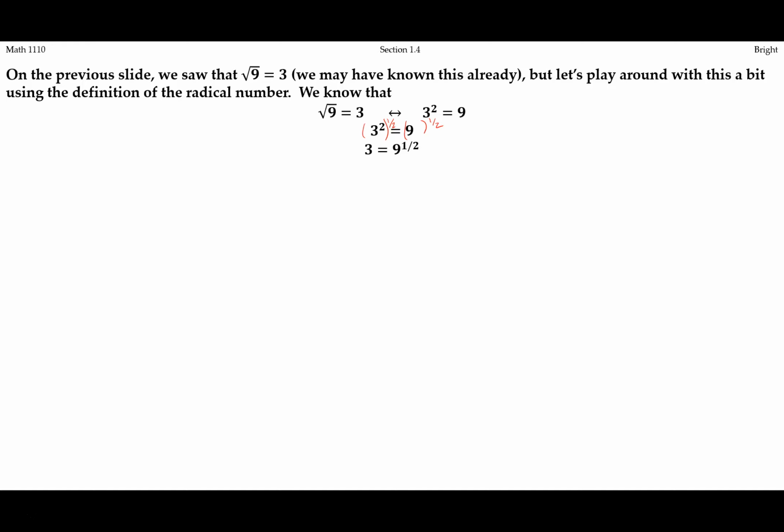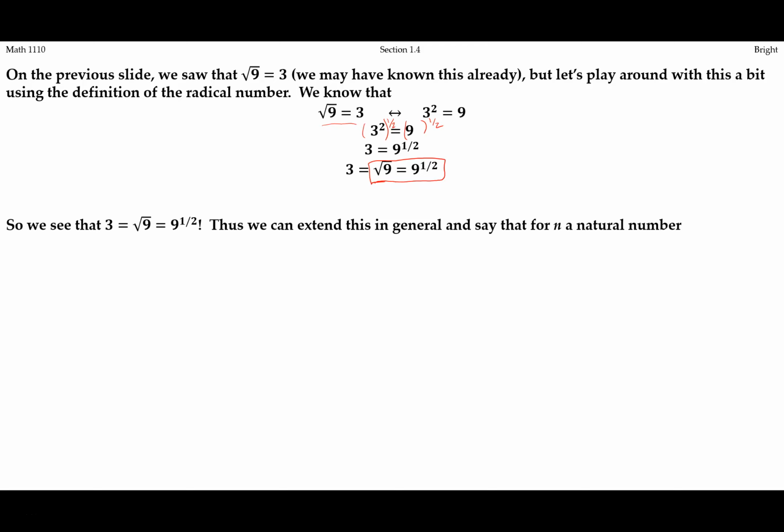So if we look at this closely, 3 is equal to 9 to the 1/2, and the square root of 9 is 3. Same thing. When I do the square root of 9, I can represent that as 9 to the 1/2 power. And in general, if we have a natural number n for an exponent, so a natural number 1, 2, 3, etc., we can represent the nth root of a as a to the 1 over n power.